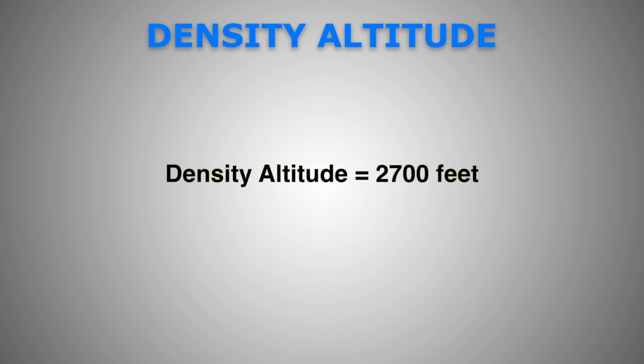Let me just repeat this for simplicity. Even though the aircraft is at sea level in this example, because of a reduced density due to a higher density altitude, the aircraft will feel and perform as if it was already at 2,700 feet, even if it is still technically and physically at sea level. Okay? So the takeaway here is that the higher the density altitude, the more degraded the airplane performance is, and vice versa. So I hope you got the difference between pressure altitude and density altitude.